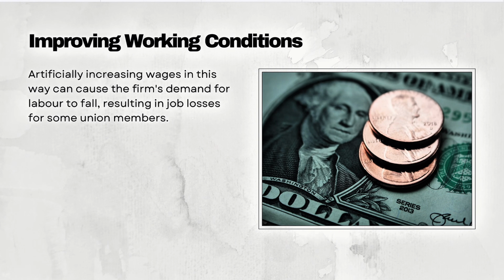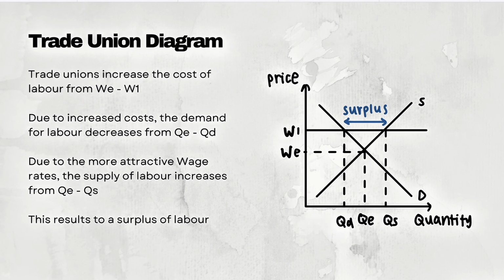The result of trade unions is that they do indeed improve working conditions. However, they artificially increase wages, which increases firms' costs. This will cause the firm's demand for labor to fall, resulting in job losses for some union members. Let me show you. This is the impact of trade unions.